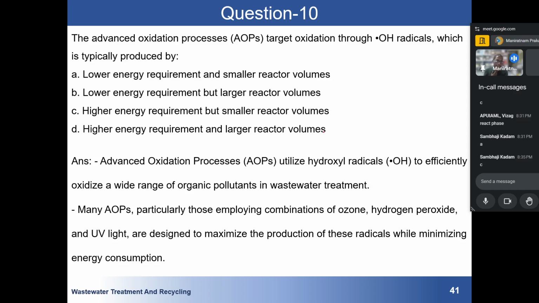For oxidizing purposes, we are using these radicals in a very small volume, and the energy required for this is also very low. This can be produced with the help of ozone or H2O. So there are some processes by which these OH radicals can be produced. Once this radical is produced, it can be used for oxidation purposes.